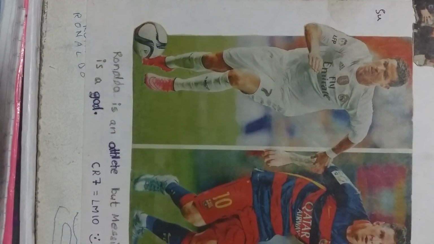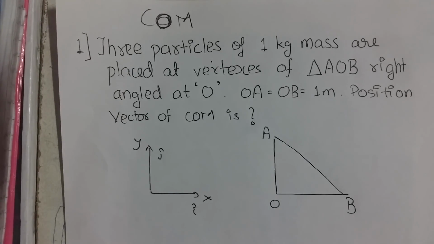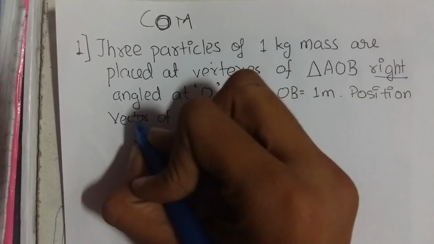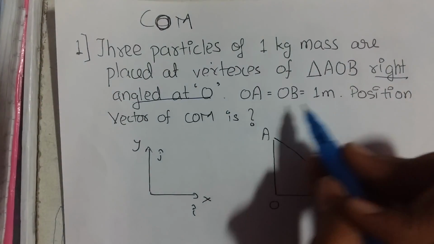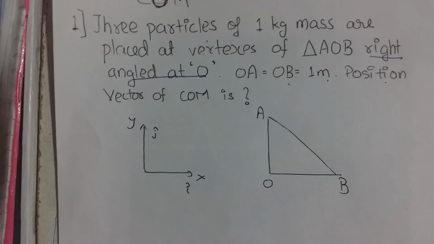Now I'm going to tell you some examples to find the center of mass. I would go with one example which I have. Three particles of 1 kg mass are placed at the vertices of a triangle, right angled at O. Just mark it, right angled at O. OA is equal to OB is equal to 1 meter. Position vector of COM is question mark.